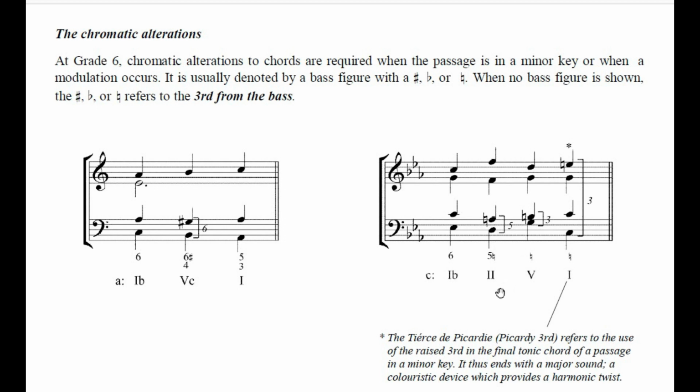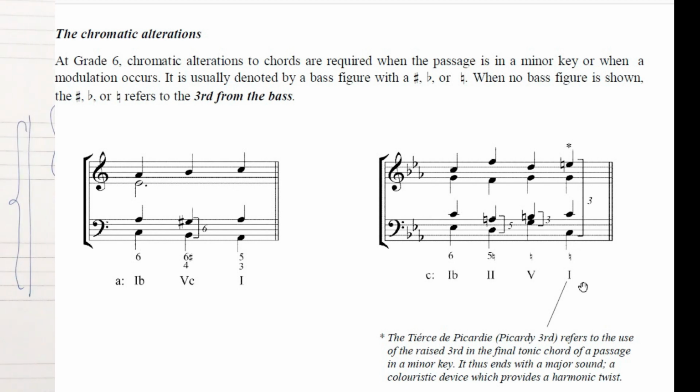We will realize that the A natural and the B natural are essentially the 6th and 7th notes of a melodic minor scale. In the key of C minor, you will notice that there's a natural here, which again indicates the 3rd from the bass note, which is E natural. The sound of the last chord becomes a tierce de Picardie, which is a raised 3rd in the final chord.